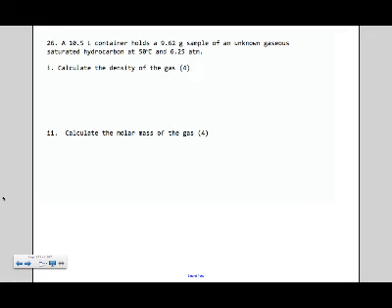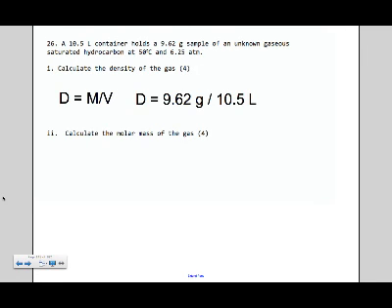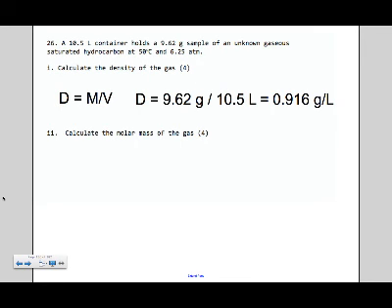All right, 10.5 liters containing 9.62 grams of a gas at 50 Celsius and 6.25 atmospheres. Calculate the density. Well, this is pretty straightforward. Density equals mass divided by volume. So we've got a mass of 9.62 and a volume of 10.5 liters. Divide the two numbers together. The density is 0.916 grams per liter.